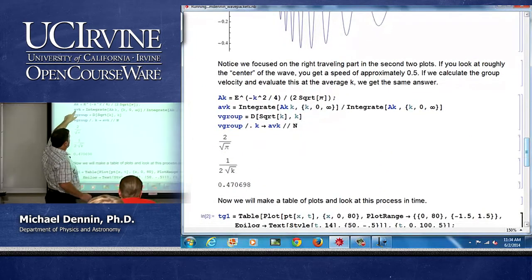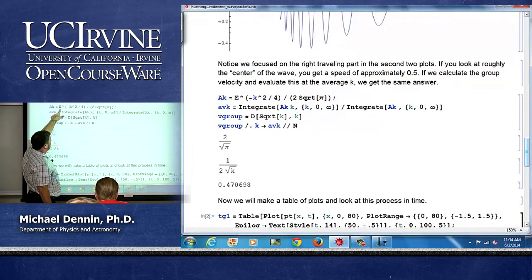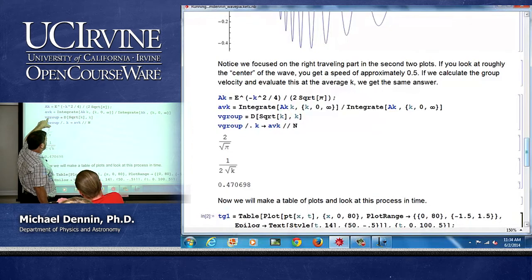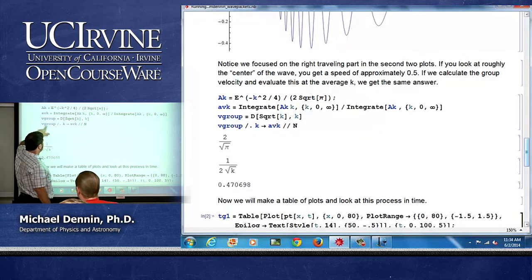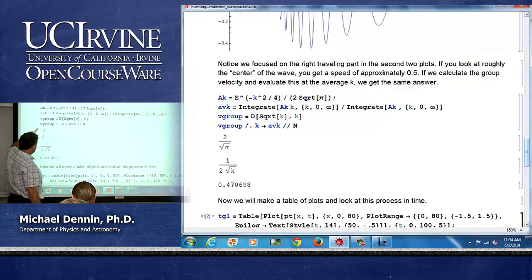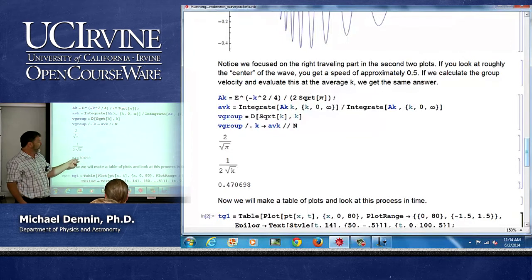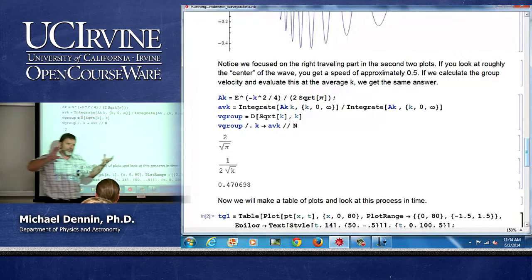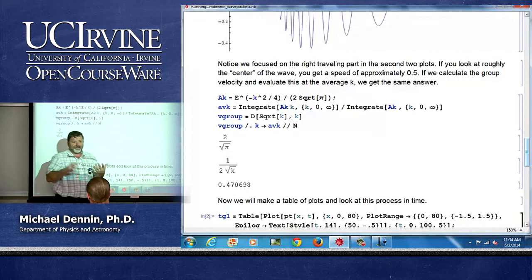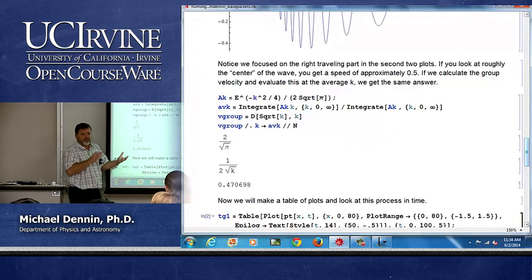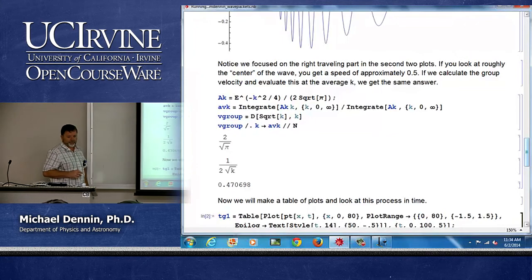Now, if I then compute my average k by integrating over my Gaussian, and then compute the group velocity by taking the derivative and plugging in the average k, I see that I should get a group velocity for the average k of about 0.47, about a half. So that group velocity tells you roughly how that group is going. Now it's a function of k, so you've got to plug in some k to figure out what the wave packet's doing. And the average k is a reasonable number to plug in.